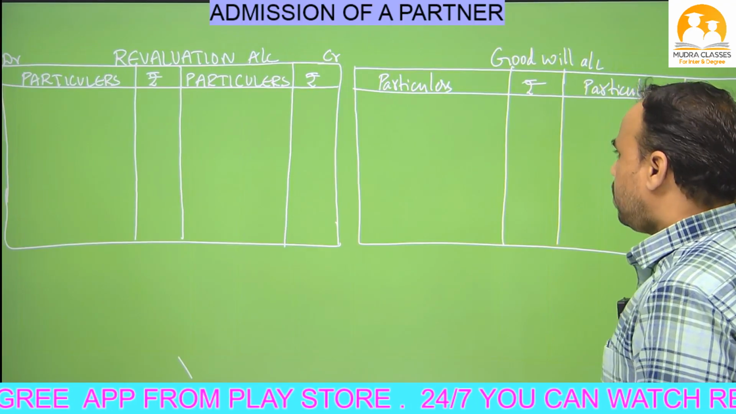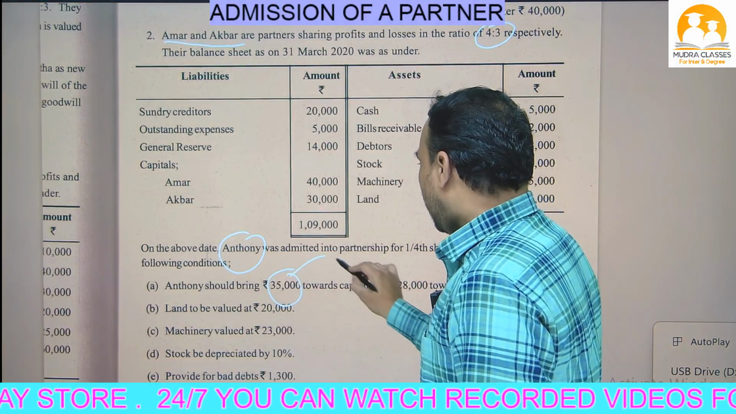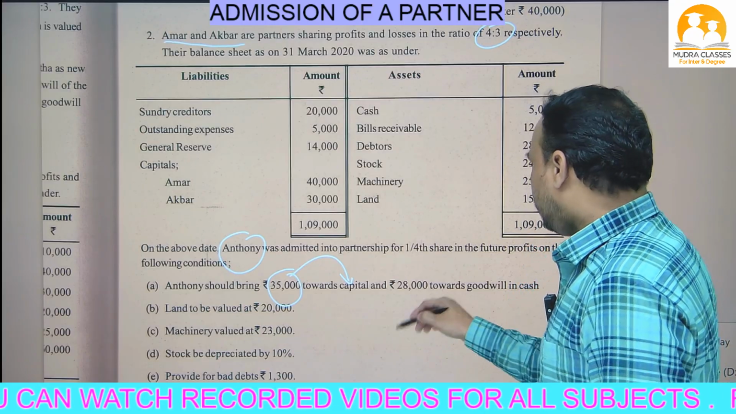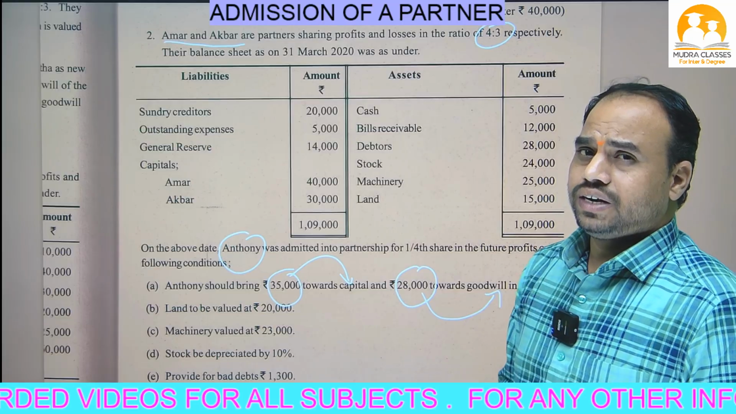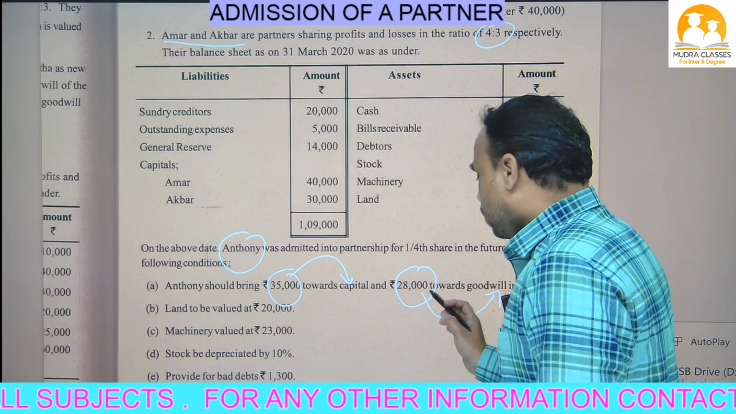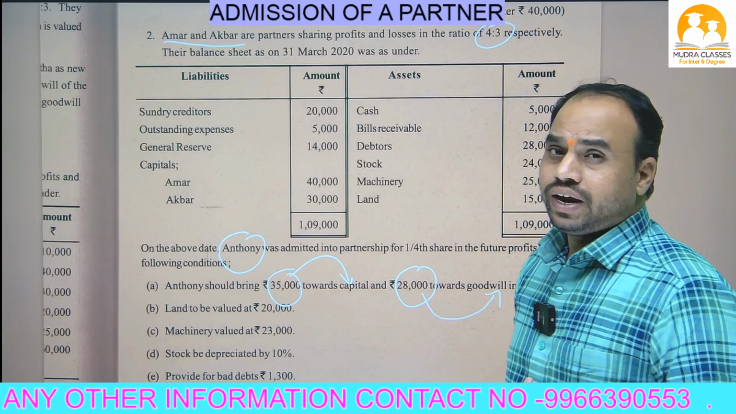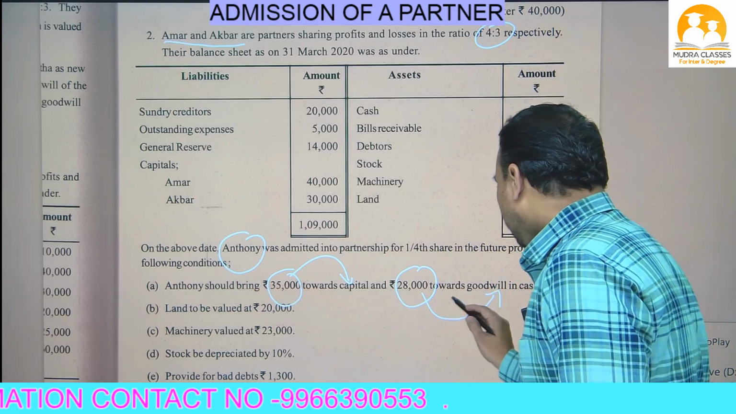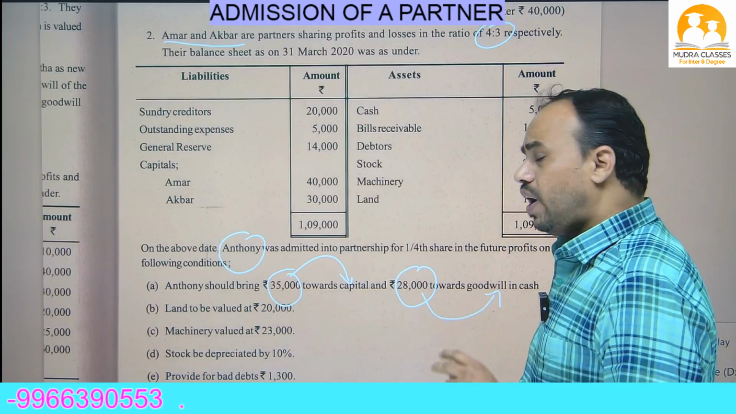Now come to the question. What is given in the question? Anthony should bring 35,000 towards capital. So Anthony joined the business, so he is bringing 35,000 capital into the business. And he is also bringing 28,000 towards goodwill in cash. Already I explained in the introduction class, in treatment of goodwill, how to recognize case 2: goodwill brought by the new partner in cash is given, or otherwise goodwill retained in the business is given. So here Anthony is bringing goodwill in cash. So this is case 2. We will get 2 journal entries for the goodwill. You have to remember this one.